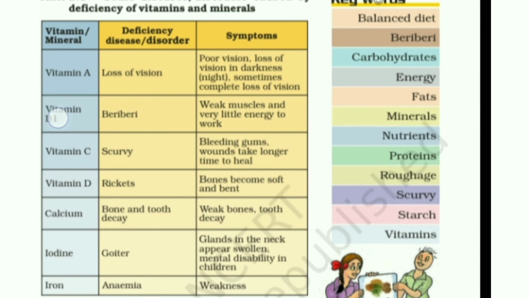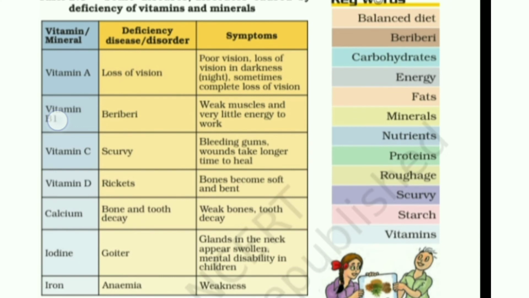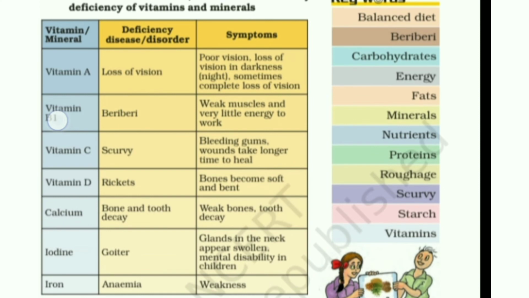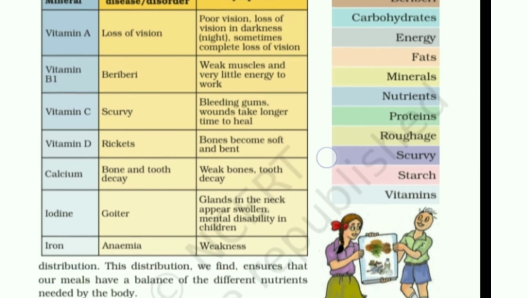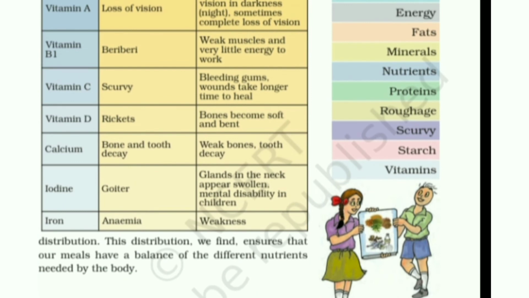Okay, so for vitamin B, the deficiency disease will be weak muscles and very little energy to work, right? Vitamin C deficiency may cause scurvy. So the symptoms may be bleeding gums, and wounds take a longer time to heal, right? Vitamin D deficiency causes rickets, and the symptoms are bones become soft and bent, right?